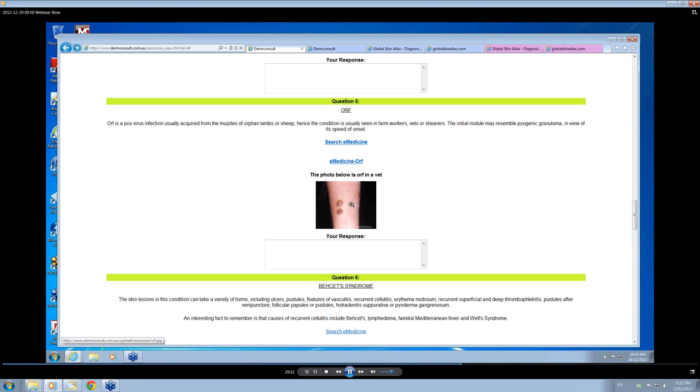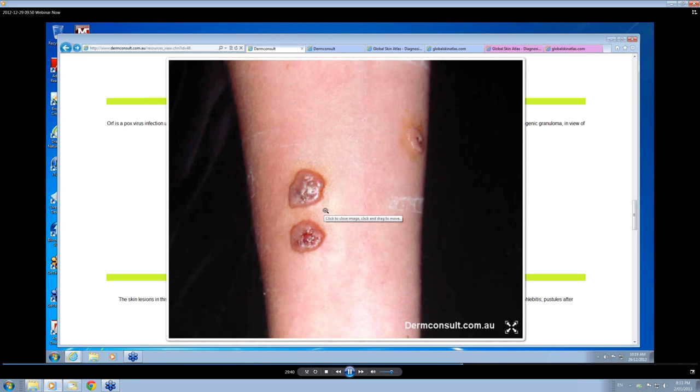And it's an interesting lesion. I've said they may resemble pyogenic granuloma. But this is a classic ORF.